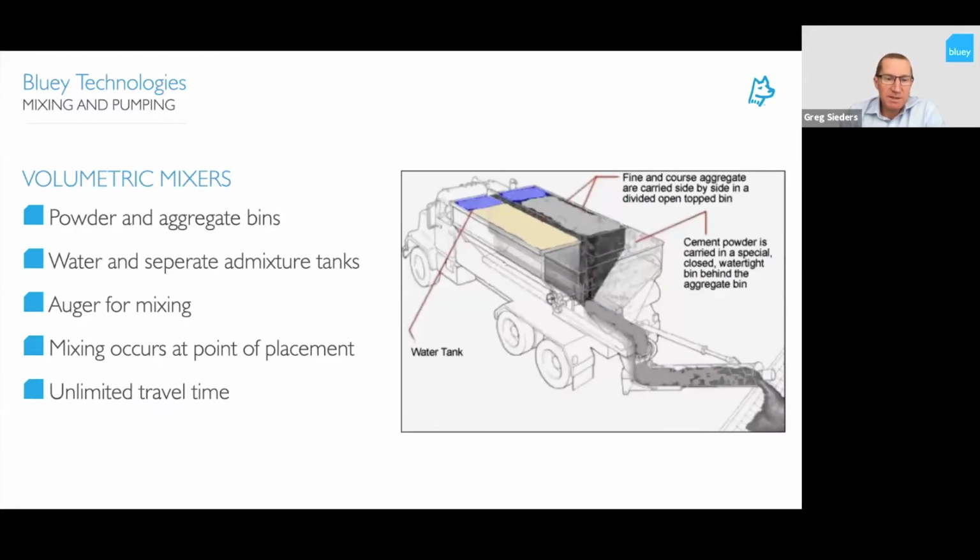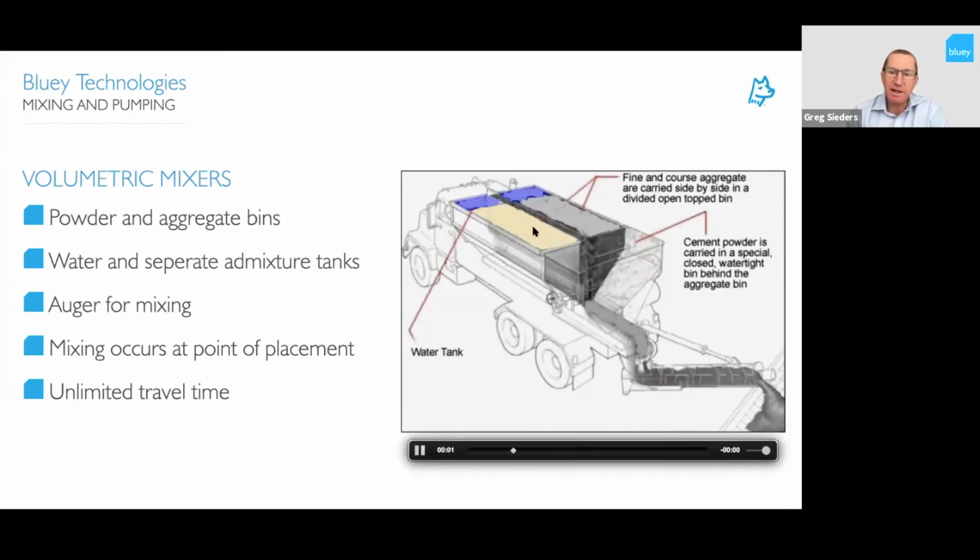Volumetric mixers are a bigger version used for high volume grouts, micro concretes and large concrete pours, used for fast setting grouts as well. So same sort of operation, you've got different powder and aggregate bins all getting added into them and mixing in the auger. So mixed on site to suit the application. So you have no travel times, you're not having product going off in a mixer, and you can get it as required.